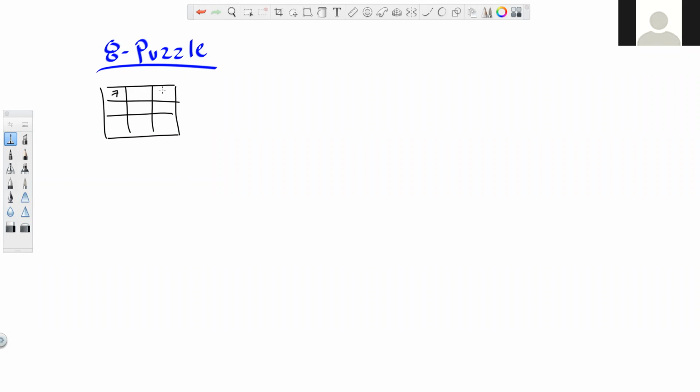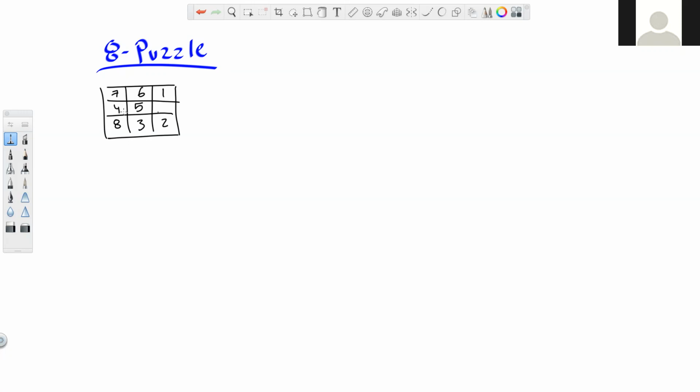So this could be 7, 1, 3, 2, 4, and let's say 5, and 6, and let's say 8. All right, so these tiles have numbers and they slide. So you can actually take this tile that has 5 in it and move it to this point, in which case you will have the 5 tile here, and this would become empty.